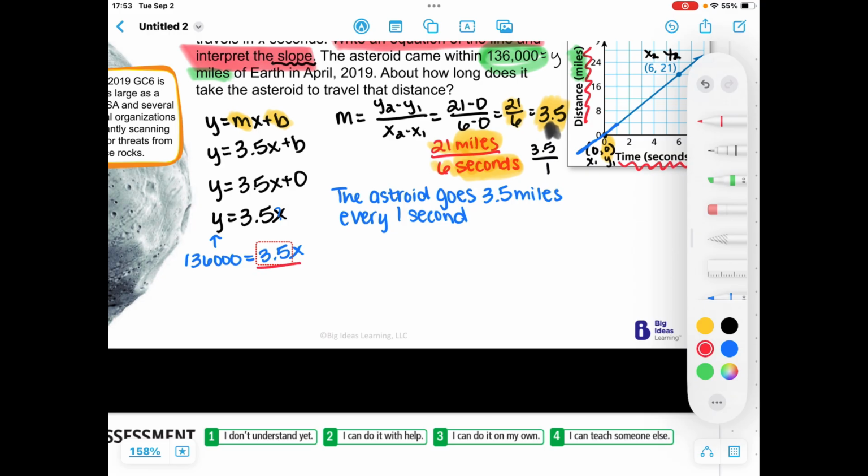To get x by itself, it's 3.5 times an x, so you will need to divide. The opposite of multiplication is division. So divide by 3.5 on both sides, giving you just that x value. From there, I do recommend using your calculator. This is going to simplify down to 38,857 seconds.